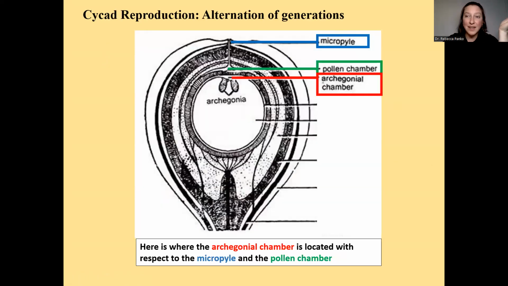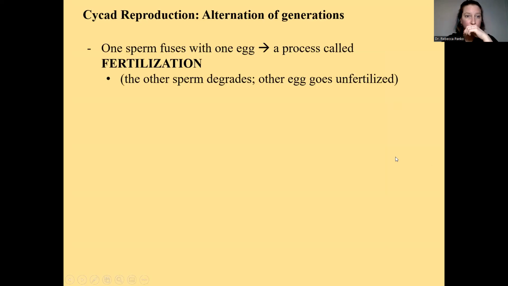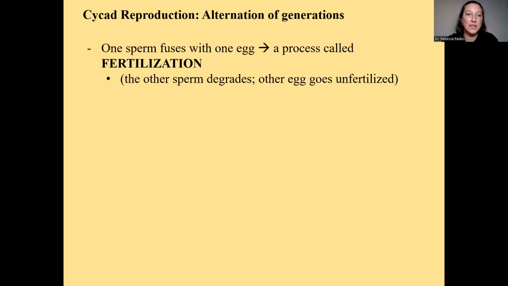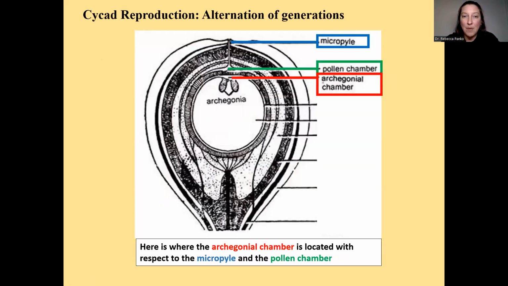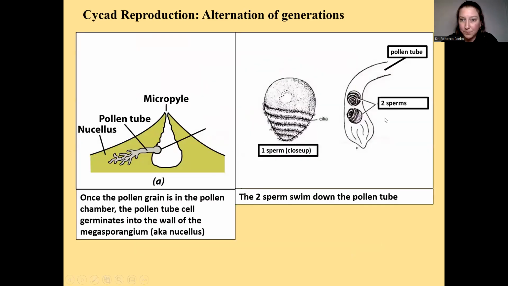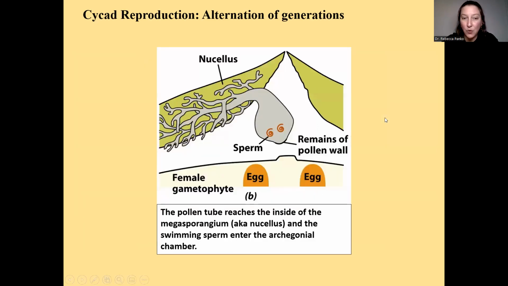And then that's going to allow the sperm to be close enough in proximity to the eggs that are in each of the archegonium. I'm sorry, the two sperm enter, but only one sperm wins. Only one sperm wins. So one sperm will fuse with one egg. So it's kind of almost a race. Like, you have these two sperm and you have two eggs.